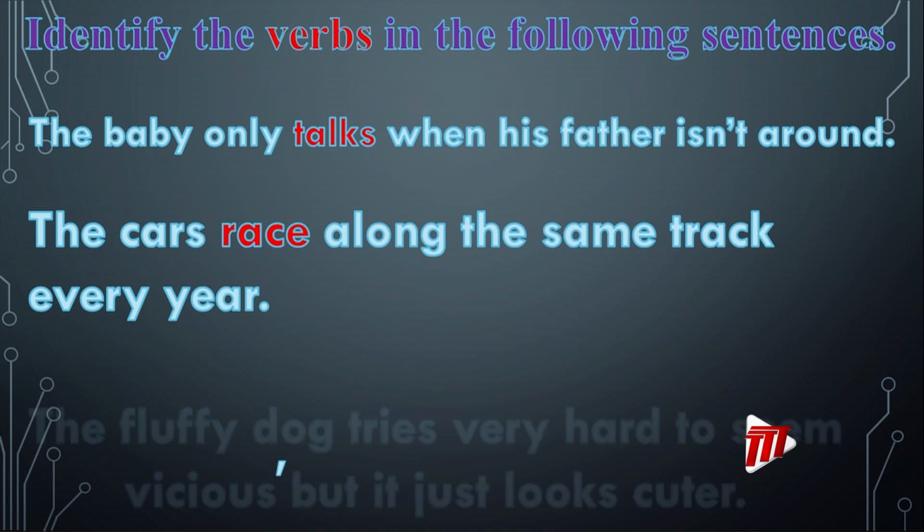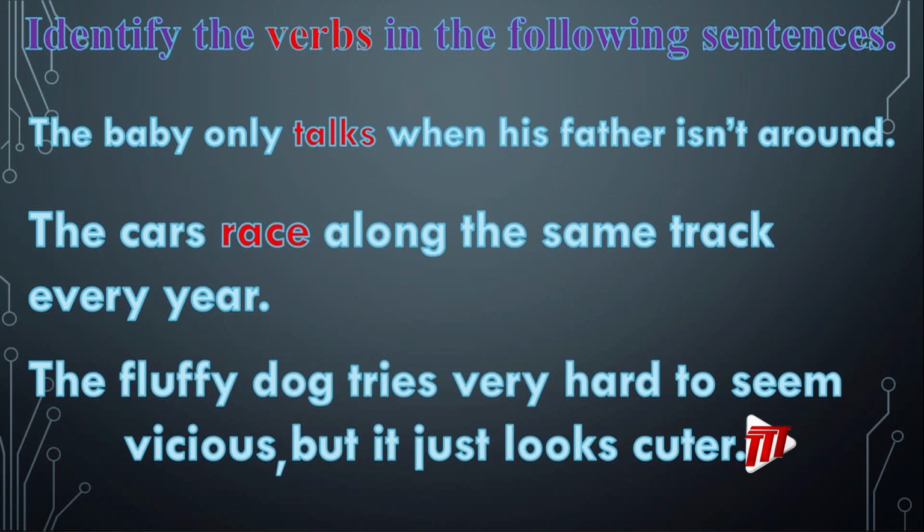So last one now. The fluffy dog tries very hard to seem vicious, but it just looks cuter. So different from the other two, this one actually has two verbs. See if you can sort them out. The fluffy dog tries very hard to seem vicious. That'll be our first one. So he's trying a thing, he's barking and he's looking, but he's just too cute. So instead, he just looks cuter.